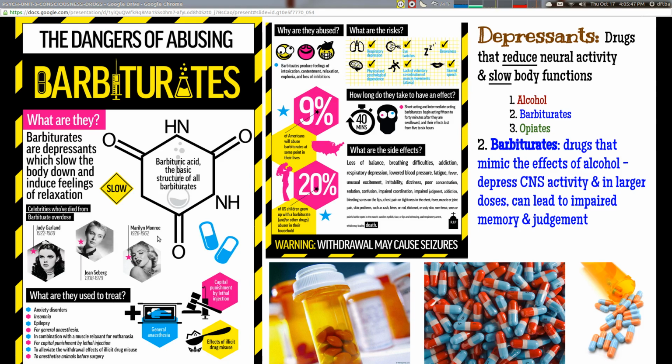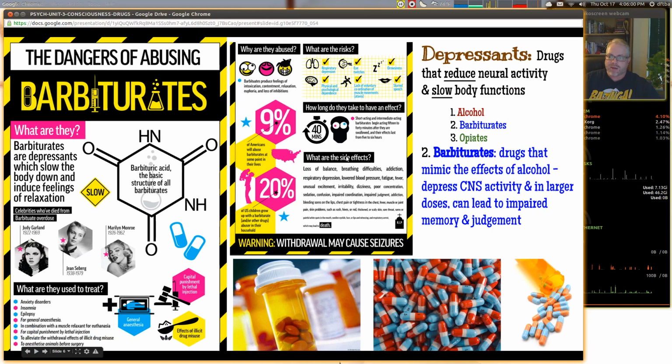And what are the risks? Well, all kinds of respiratory issues, and because you're depressing the system, drowsiness, slurred speech, lack of voluntary coordination, eye twitching, physical and psychological dependence. They only take about 40 minutes to get started working on your system. And that's not very long at all. Some examples of these drugs are shown there.